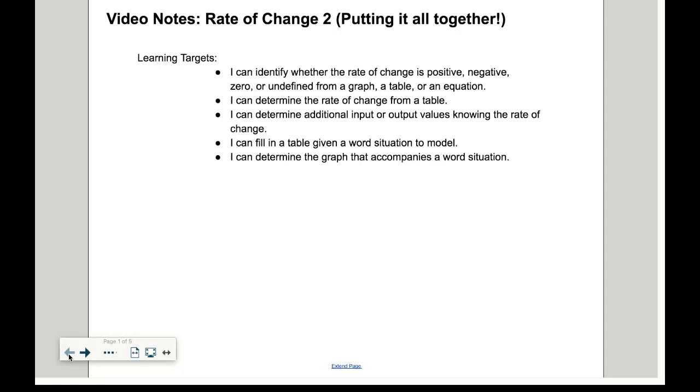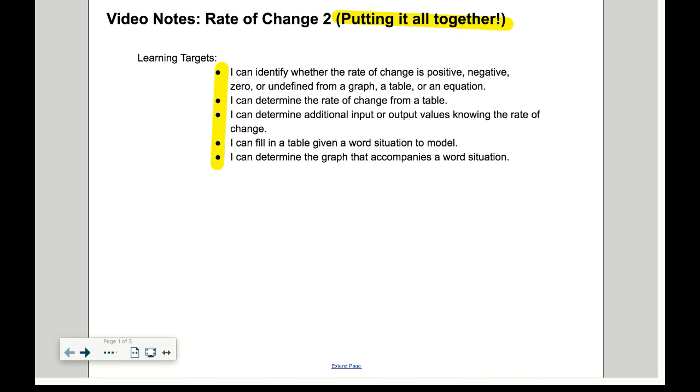This is the last video of this packet. And this video is going to take everything we've done and put it together. So that's why, as you look here, we just call it putting it all together. If you look at your learning targets there, they're everything that we've done. Now it's combining all the things we've done into one particular example.